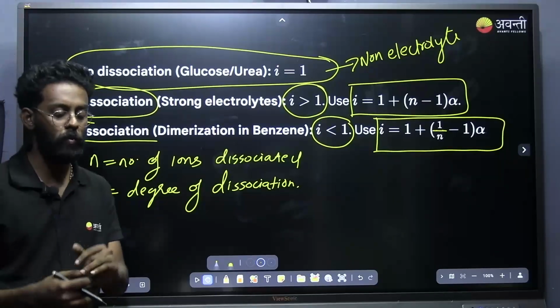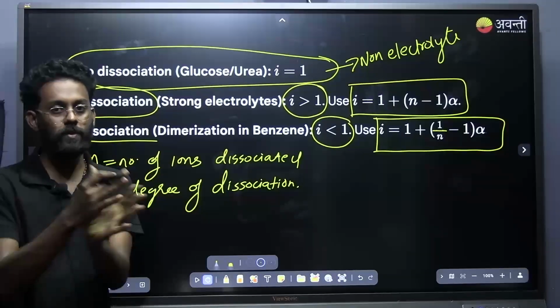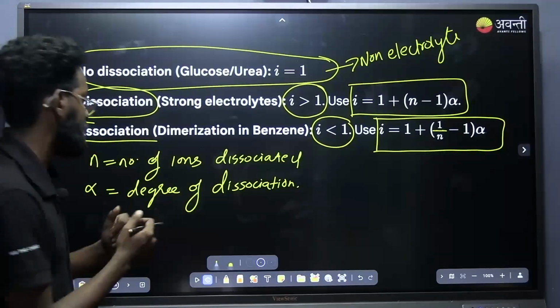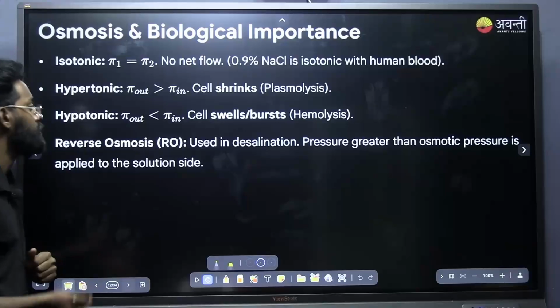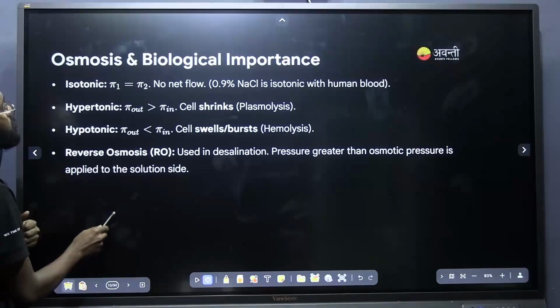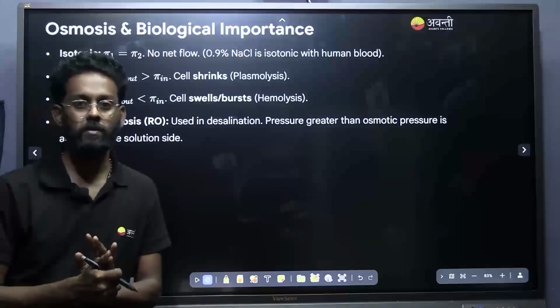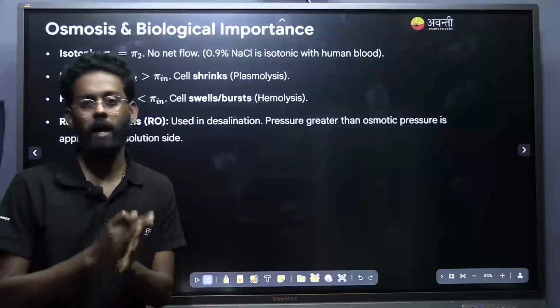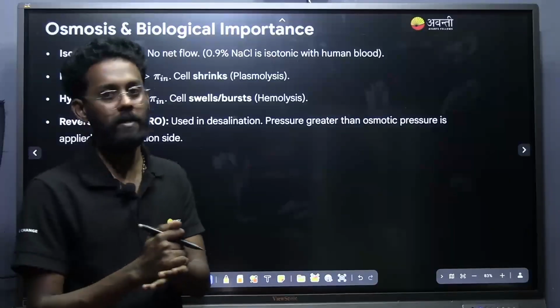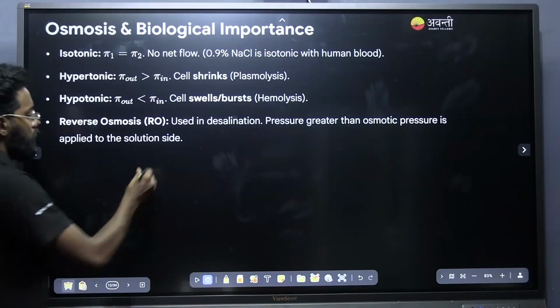Now we can move into one more topic, which is osmotic pressure, because some conceptual understanding is required for the osmotic pressure that I will be discussing, and after that we can move into the PYQs. Yes, osmosis and biological importance. Osmosis has a lot of biological importance. As you are all NEET students, I am sure that you don't need much explanation about these things. Anyhow, I will just tell a small idea about osmosis.